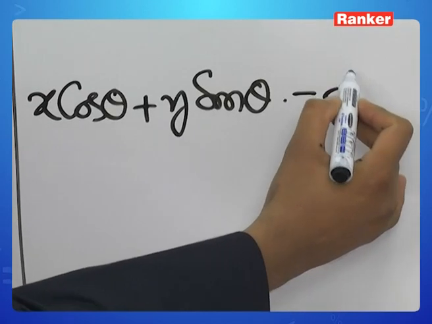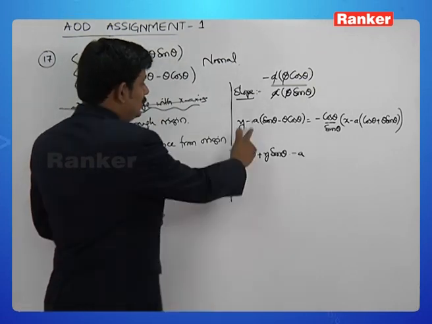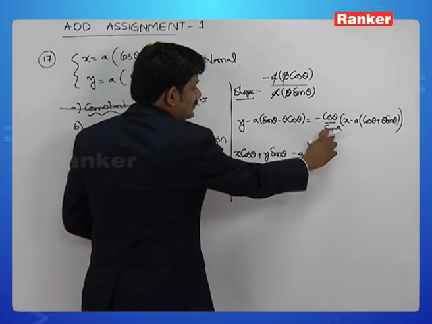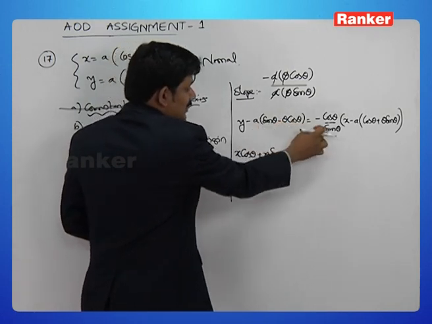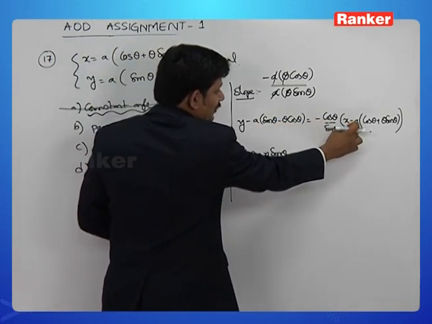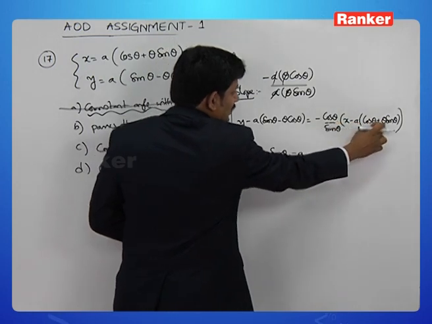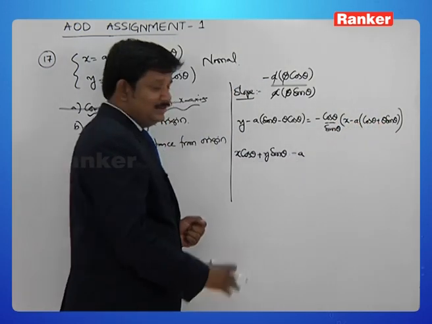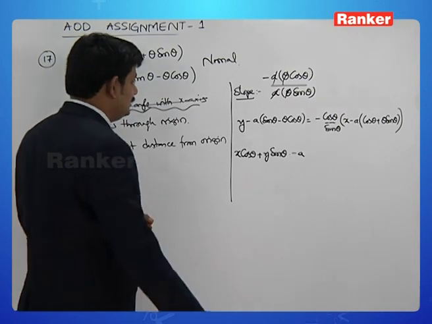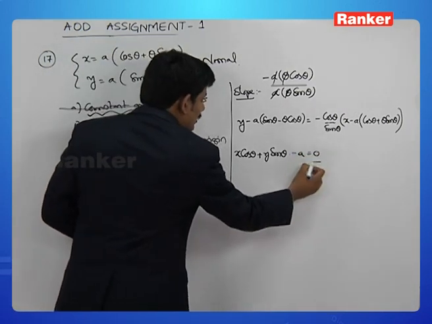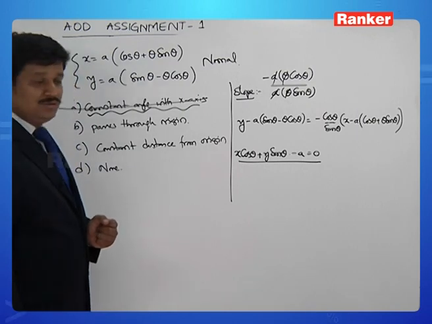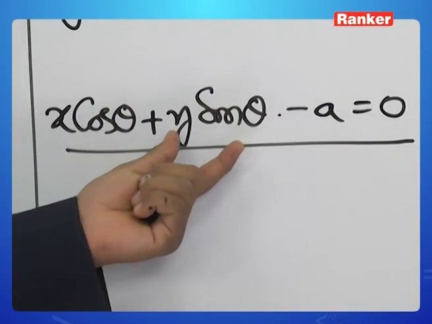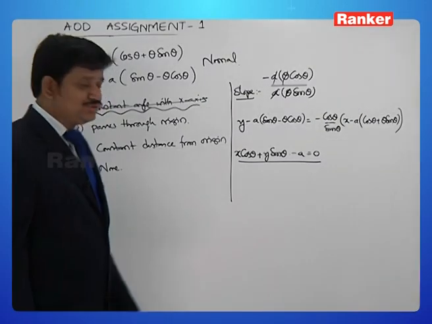So, this is minus A theta cos theta sin theta plus A theta cos theta sin theta. Here again we have A cos theta sin theta. These two terms get cancelled. So, the equation of the normal is x cos theta plus y sin theta equal to A, or x cos theta plus y sin theta minus A equal to 0.